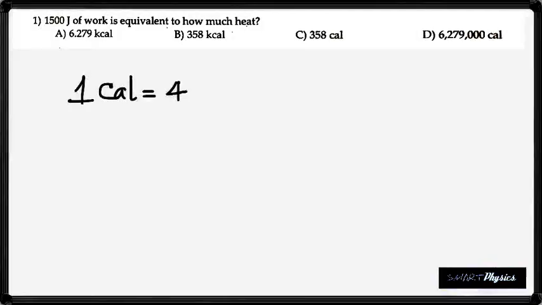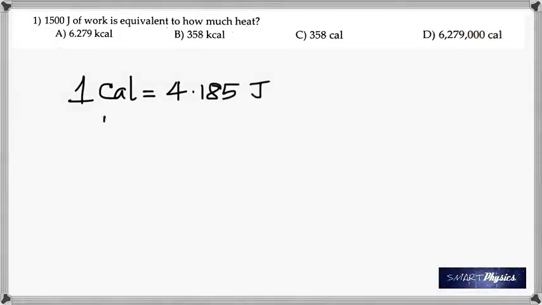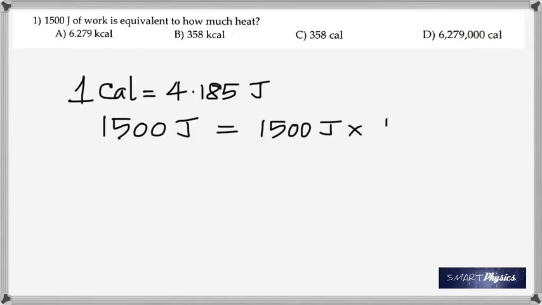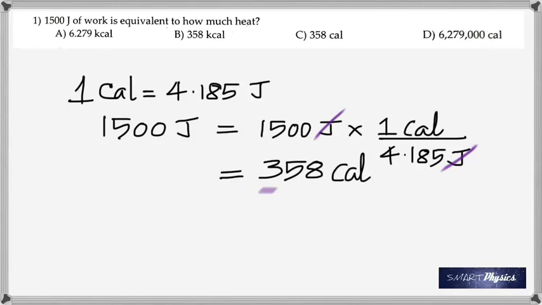Okay, here are the answers to the quiz. First question says 1500 joules of work is equivalent to how much heat? Now, 1 calorie is 4.185 joules. Therefore, 1500 joules is 1500 joules times 1 calorie for every 4.185 joules. Joules get cancelled. You get 358 calories.